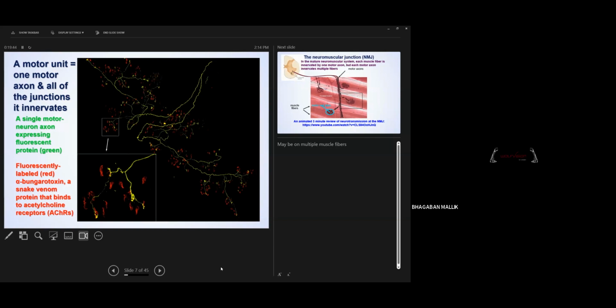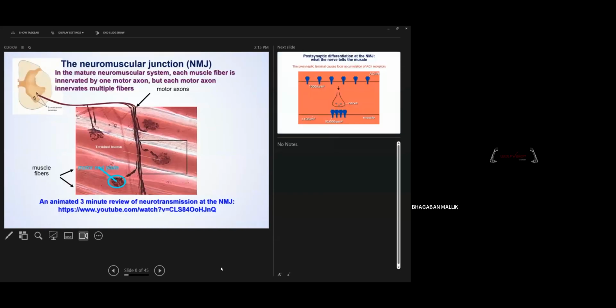So that's why you have labeling of this acetylcholine receptor. You can see that the presynapse is expressing a fluorescent protein, so that you can see the green, and the postsynapse is labeled with bungarotoxin. The yellow that you are seeing is the apposed portion between the pre- and postsynaptic compartments. Okay, and here it is showing the neuromuscular junction, the connection between neuron and muscle.